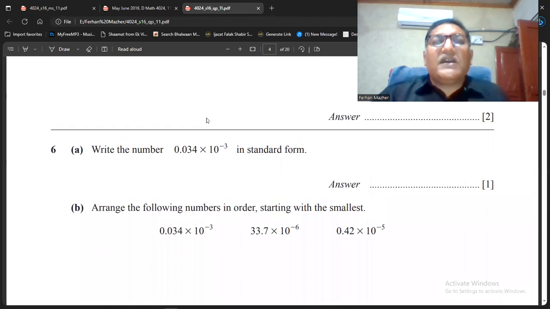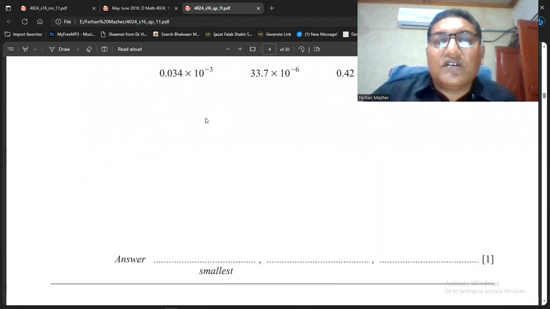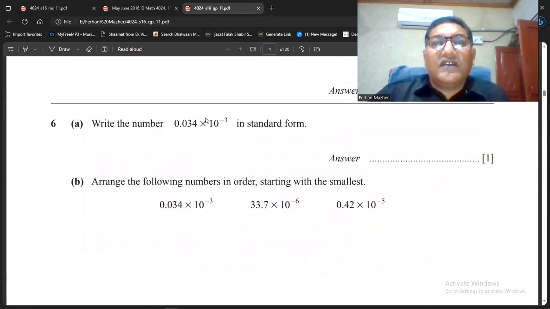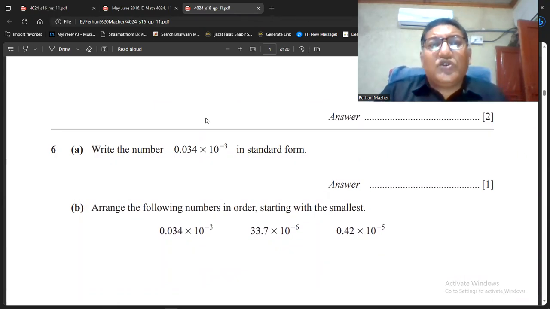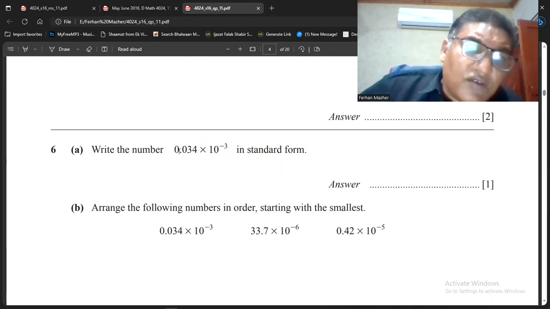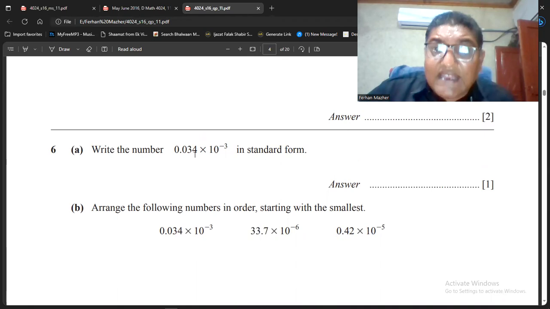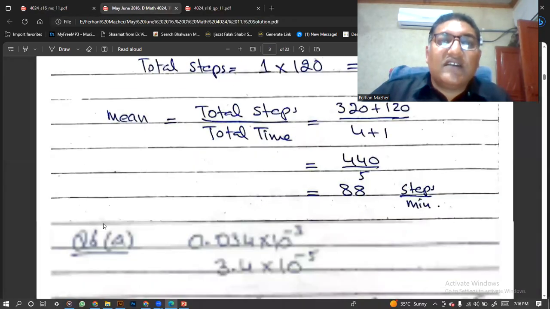The next question coming up on your screen is question number 6A part. It says, write the number 0.034 times 10 to the power minus 3 in standard form. You see, in the standard form, this number should be more than 1 and less than 10. So I will move this decimal 2 steps to the right. So the power will be 2 steps subtracted.